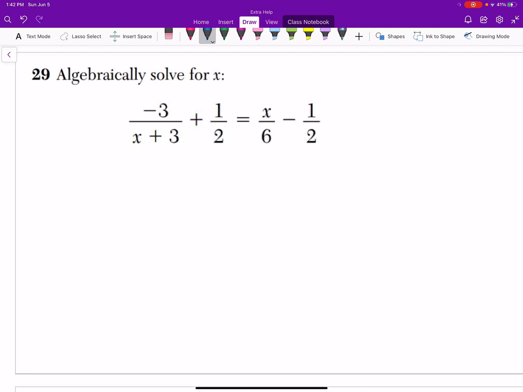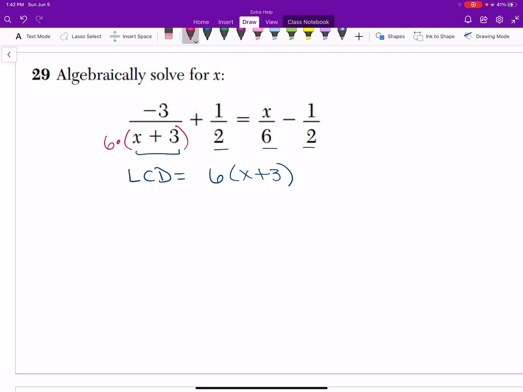Question 29. I see fractions with addition and subtraction. I think common denominator. X plus 3 is a binomial, has to show up. And then my monomials, 2, 6, and 2, all go into 6. So I'm going to multiply and figure out what has to get included in each denominator. The first one has the x plus 3.